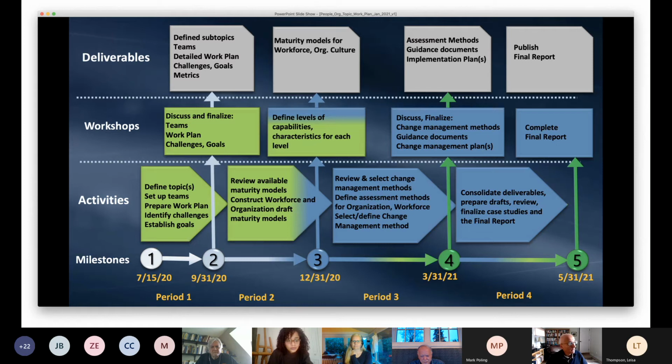So our next steps are really going to be about when we finalize the maturity models, the assessment methods, producing the guidance document and implementations, and then by May 31st, we're going to publish the final report. That's the 4 periods that we have, and the milestones and deadlines and so forth.